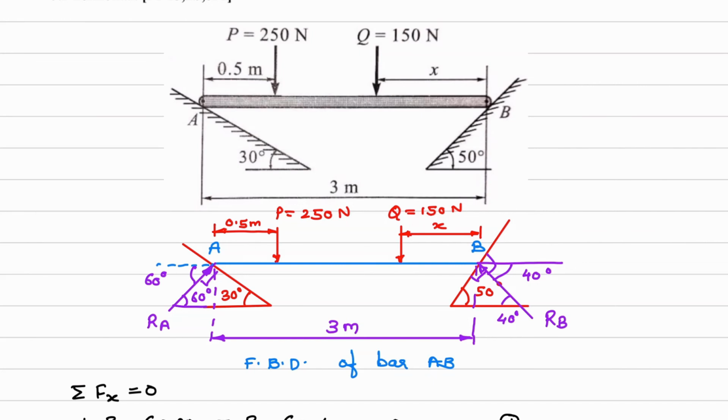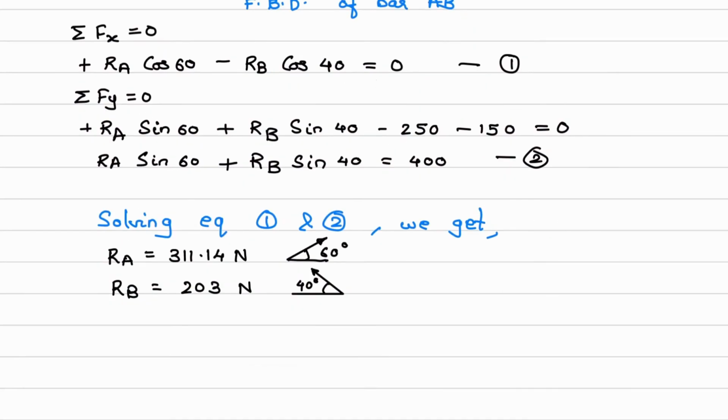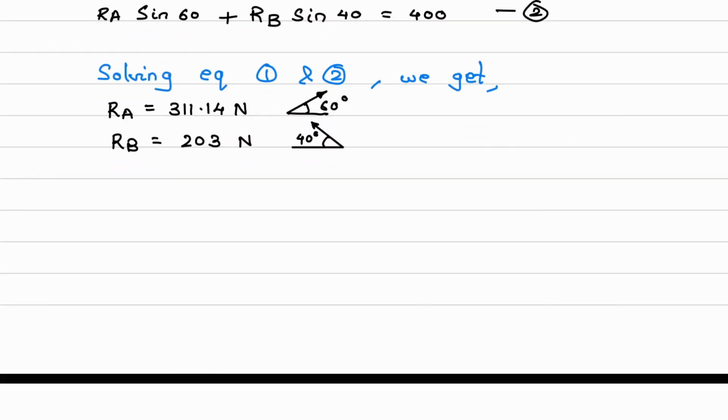Now since we have RA, RB, we can take summation of moment. We will take summation of moment about point B. Why? Because then only we will get this moment of Q. What will be that moment? If you keep your thumb at point B, and your index finger over here, this is anti-clockwise moment. So it will be plus 150 into distance x. In that way, if you take the moment, you can calculate x. So I'll write down summation of moment about B is equal to 0.